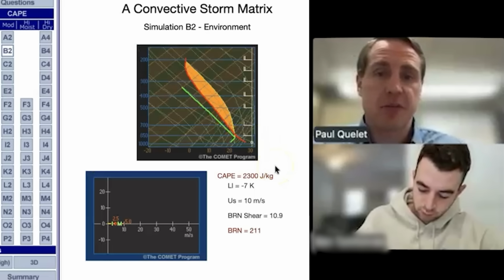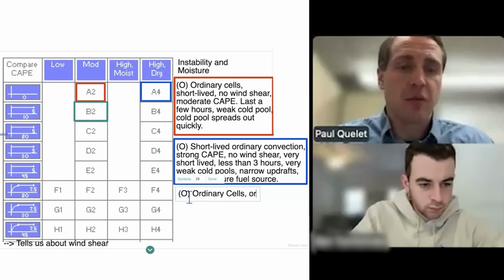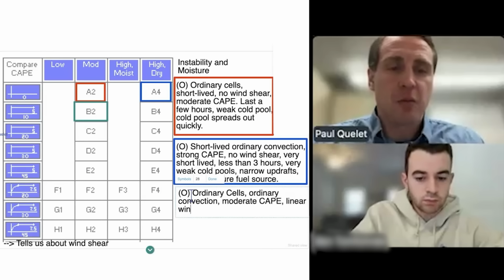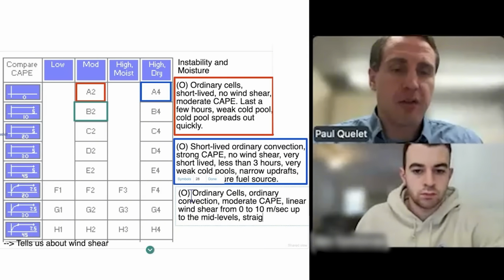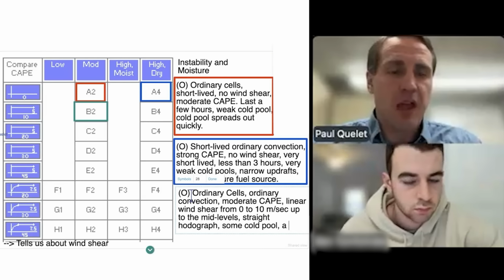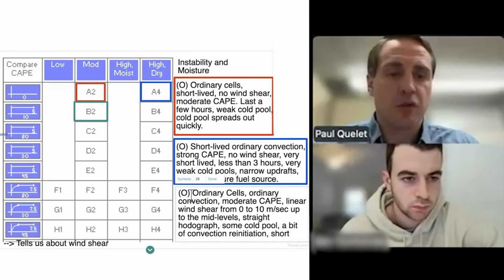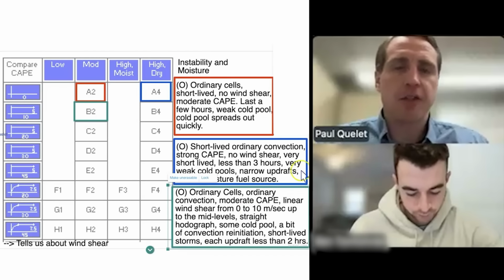And then taking a look at the summary, all right, so we have short-lived ordinary cells. It's ordinary convection. Let's see, moderate CAPE, linear wind shear from 0 to 10 meters per second to the mid-levels, straight hodograph, some cold pool, a bit of convection reinitiation, short-lived storms, updraft less than 2 hours. Something like that. All right, let's go to B4 now.